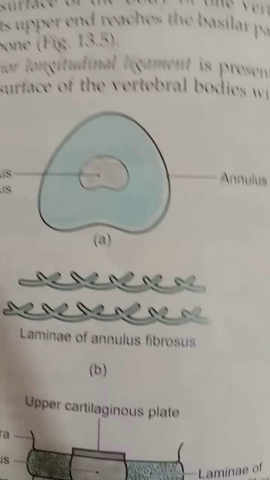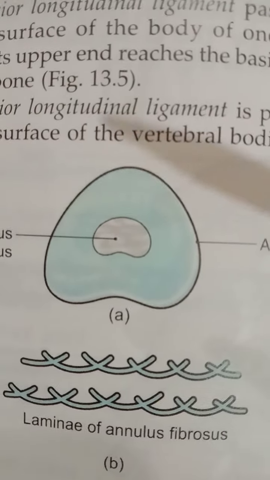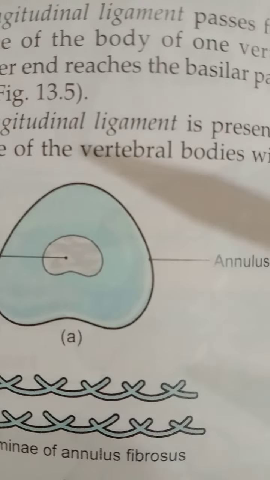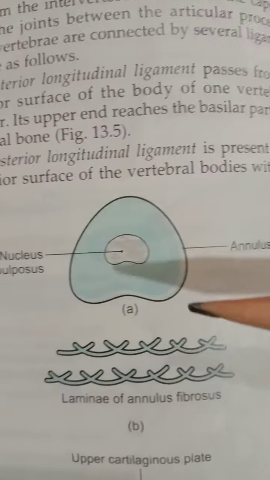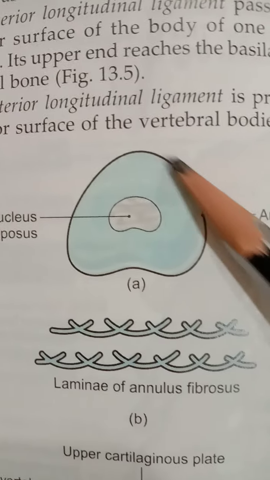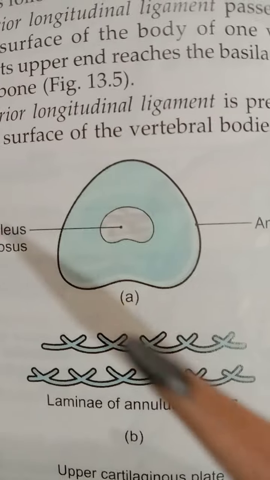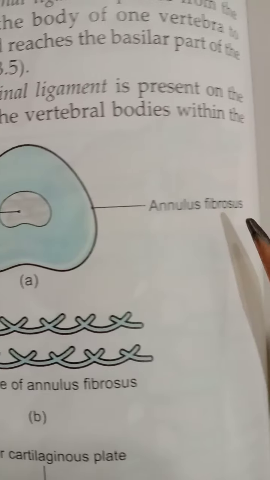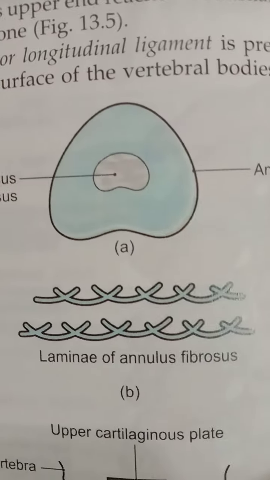Then the structure of the intervertebral disc. The intervertebral disc contributes about one fifth of the length of the vertebral column, and the contribution is greater in the cervical and the lumbar region than the thoracic region. Then let's see the structure of the intervertebral disc. Each disc is made up of two parts: the outer part is called the annulus fibrosus and the inner part is called the nucleus pulposus.